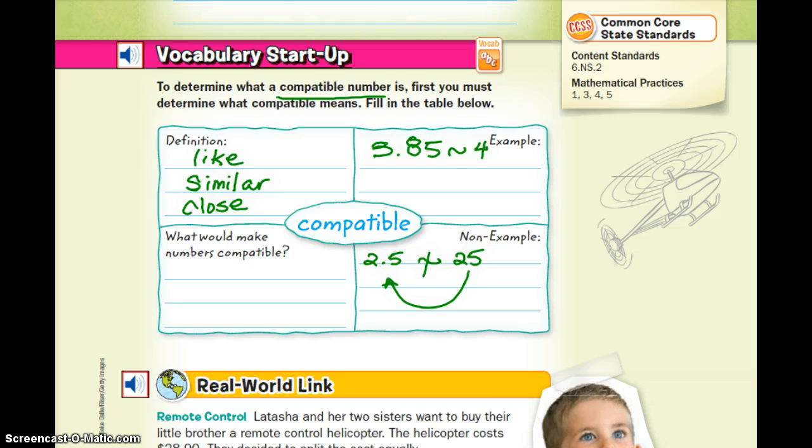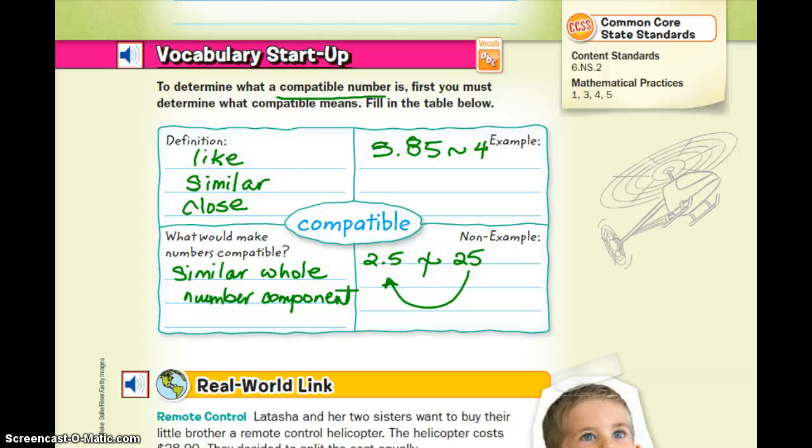What would make numbers compatible? They would have a similar whole number component. They would be very close in their value.